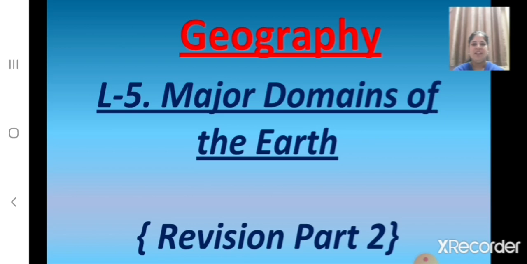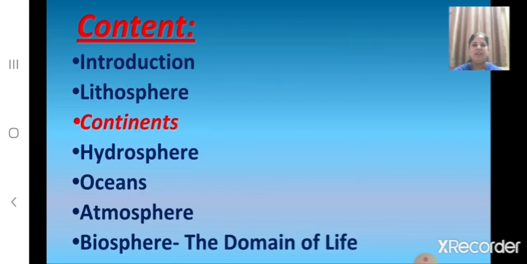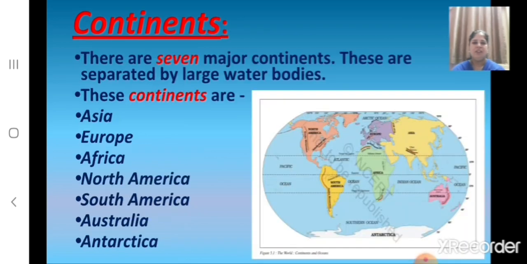Today children, let us continue with the revision of Geography lesson number 5, Major Domains of the Earth. Children, in our previous class we had revised about lithosphere. Today let us revise the next topic, that is about continents. Now children, let us begin with the revision. Let us revise about continents.